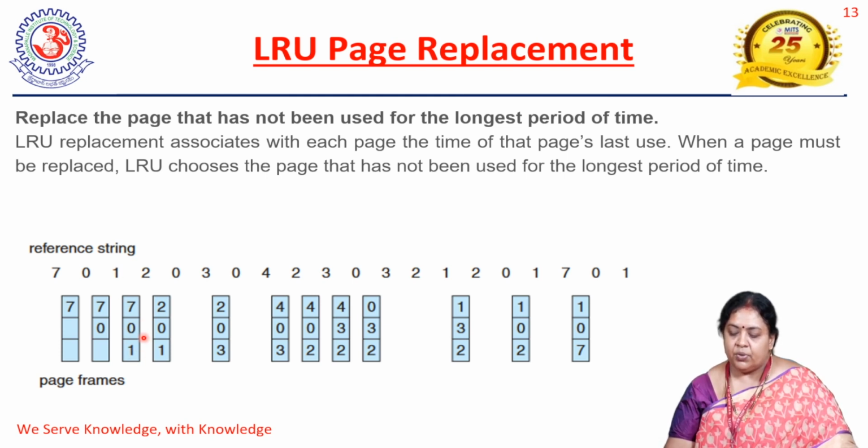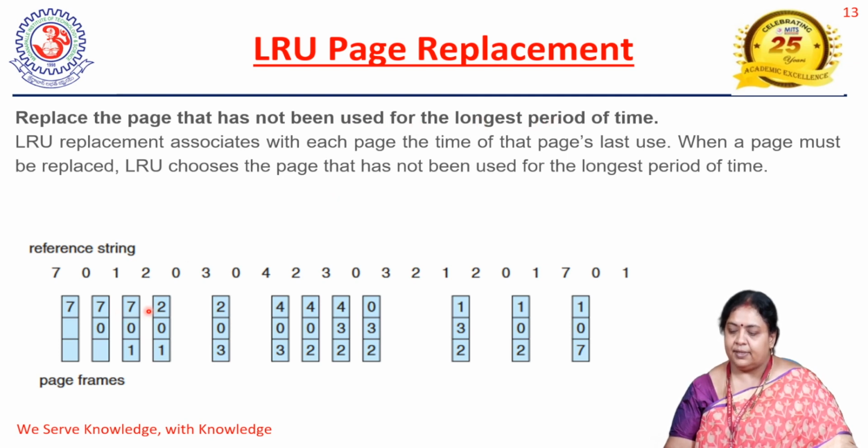So now the memory is full. Next reference is 2. 2 is not available in the memory. That is called a page fault. And what we have to do, there is no free frame also, so we have to go for the replacement. So what is the replacement we are going to use here? LRU. That means the page that has not been used for the longest period of time.